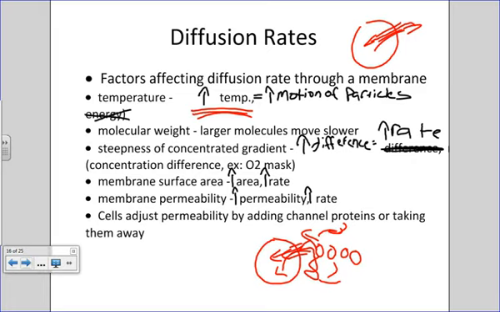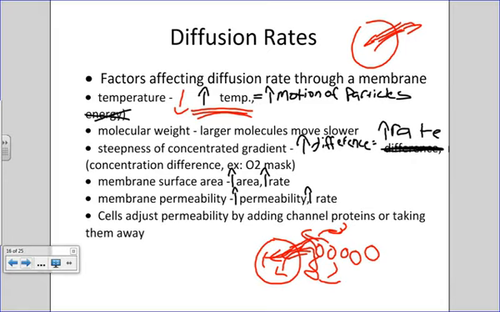Obviously the opposite would happen if we decrease temperature. There would be less kinetic energy at the molecular level, and it would take longer for these particles to diffuse across the cell membrane if temperature went down. So one, increasing temperature will increase the rate of diffusion.